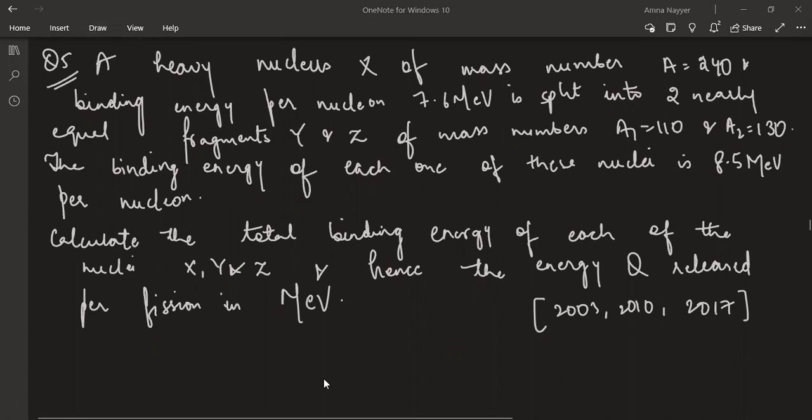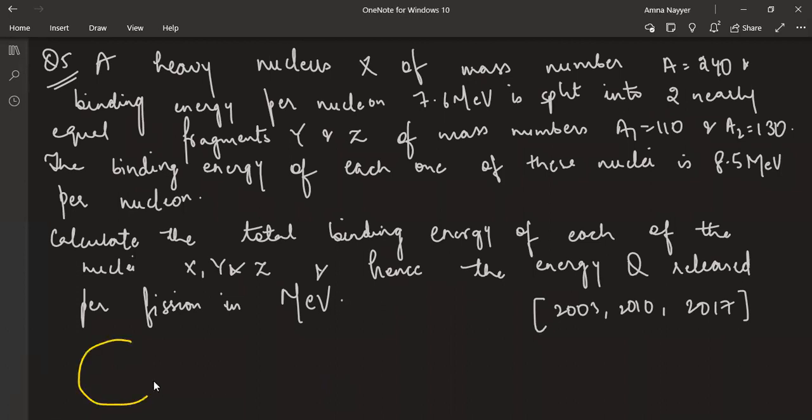Question says a heavy nucleus X of mass number A is 240 and binding energy per nucleon is given as 7.6 mega electron volt. This is split into two nearly equal fragments, Y and Z. And the mass numbers of Y and Z are given, 110 and 130. Binding energy per nucleon of each of these is 8.5 mega electron volt. You have to find out the total binding energy of all the nuclei X, Y plus Z, and the energy that will be released. So if you have the binding energy of Y, of Z, and of X, you can easily calculate.